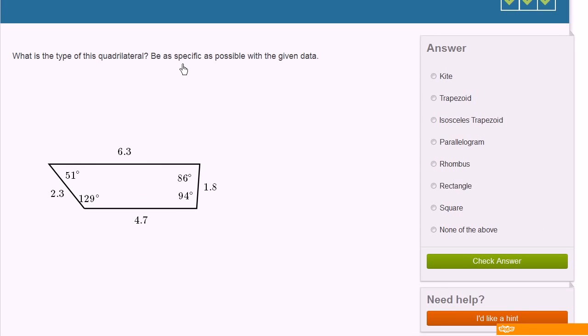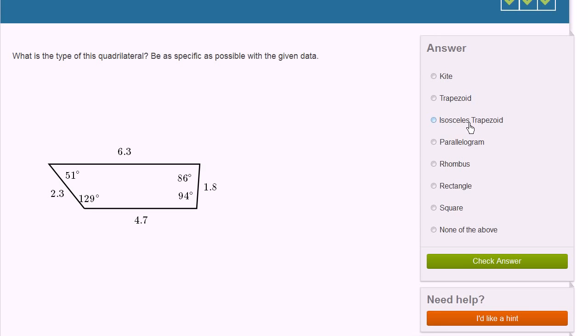What is the type of this quadrilateral? Be as specific as possible with the given data. So we have two pairs of sides that are parallel, or we have, I should say, one pair. We have a pair of sides that are parallel, and then we have another pair of sides that are not. So this is a trapezoid. But then they have two choices here. They have trapezoid and isosceles trapezoid.